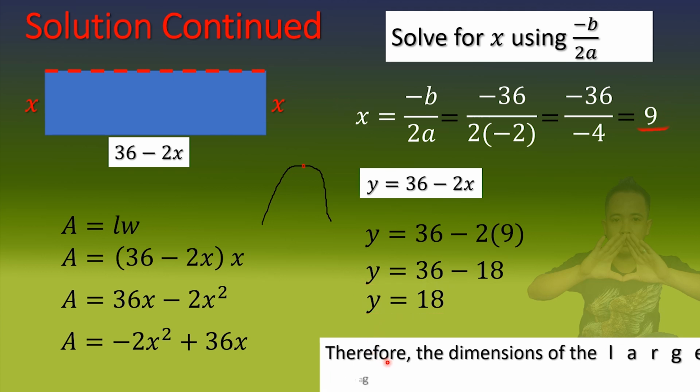So therefore, we can have our conclusion. The dimensions of the largest garden are 9 meters by 18 meters.